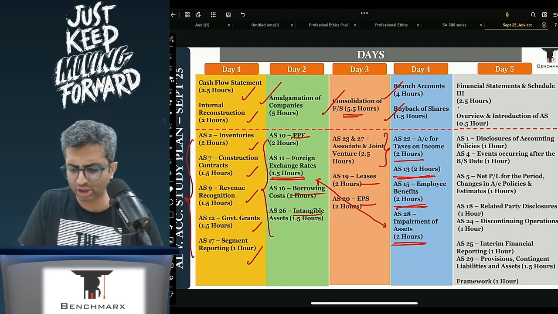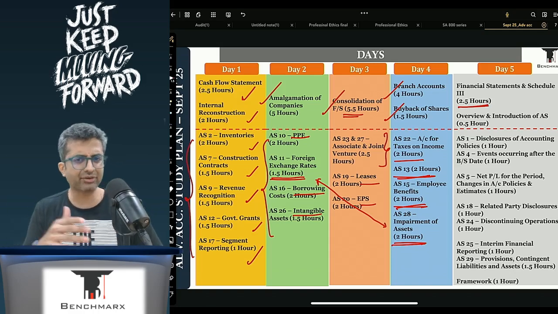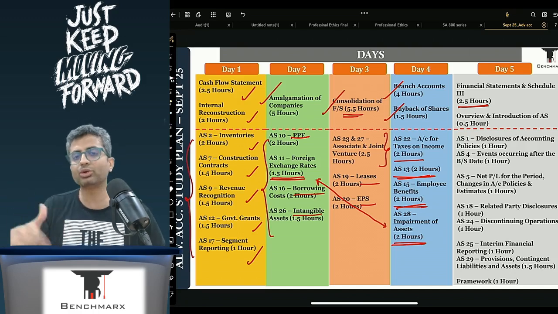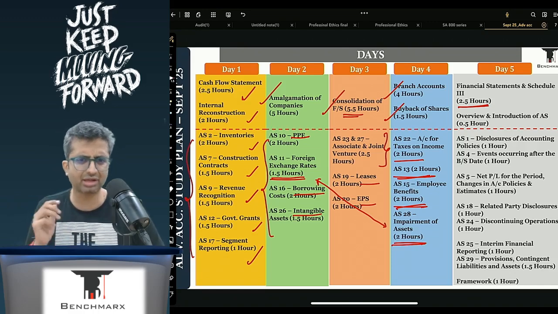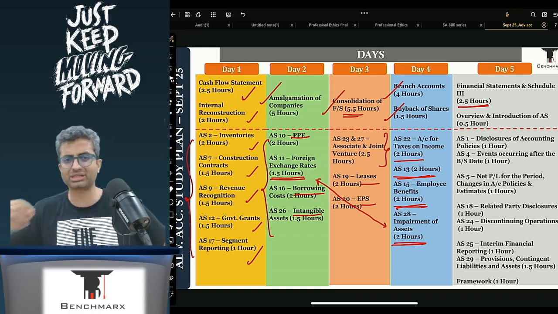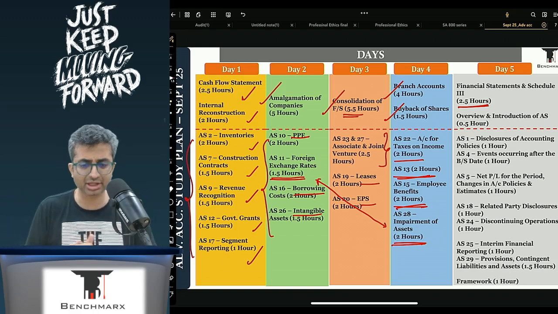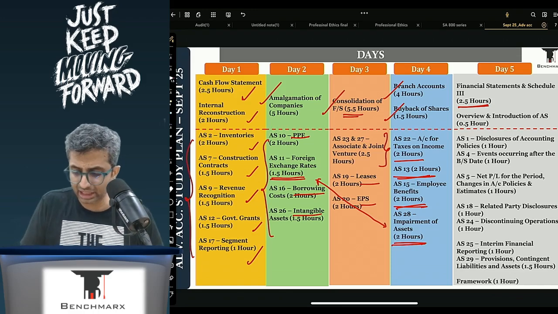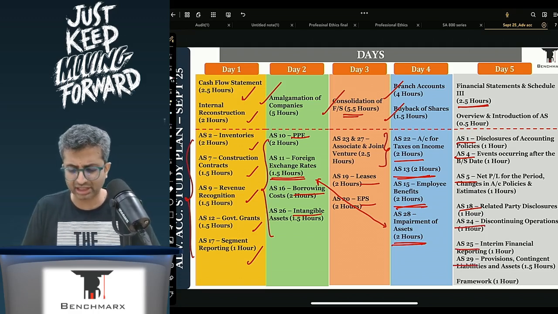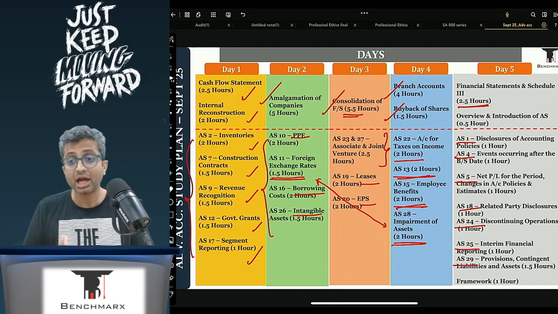Now over here I've written 2.5 hours, but having said that, if you are comfortable, you can even push this into slightly lesser. And again, if there's a backlog, this is something that you can glance through. If you see the financial statements and schedule 3 chapter, you can glance through the questions, the important adjustments, and proceed further.